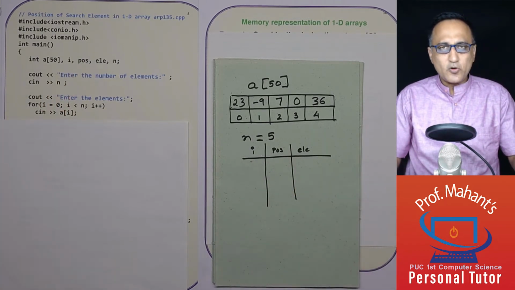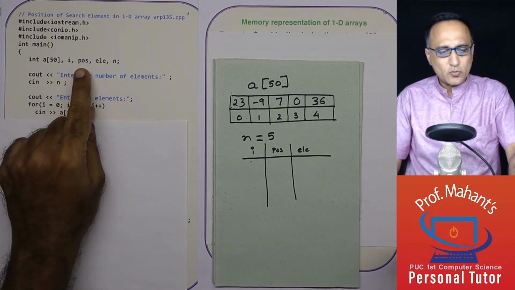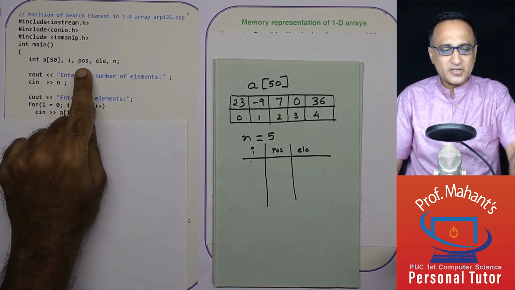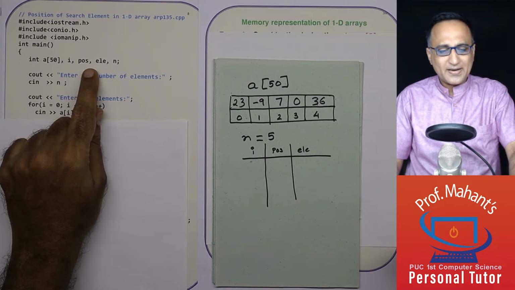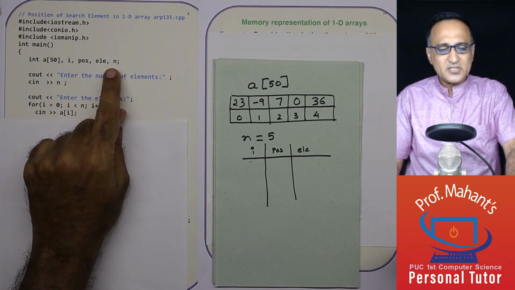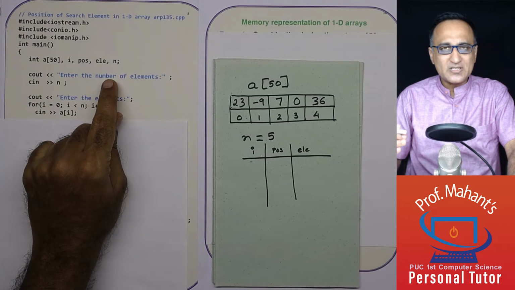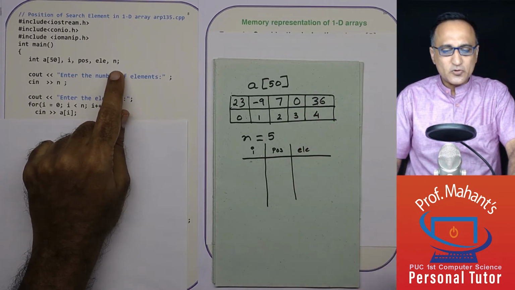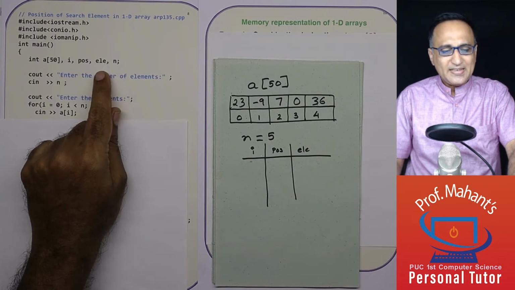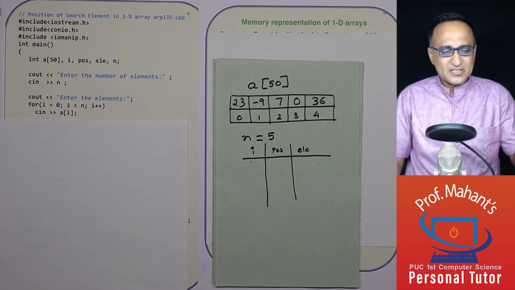Now, I want to know not only whether the search number exists or not, I also want to know the position of the search number. Then followed by that, I want n, which tells me how many numbers the user is actually going to enter. Although the capacity is 50, the user may enter only 5 or 7 or 10 numbers. And ele stands for the search number the user is going to enter.